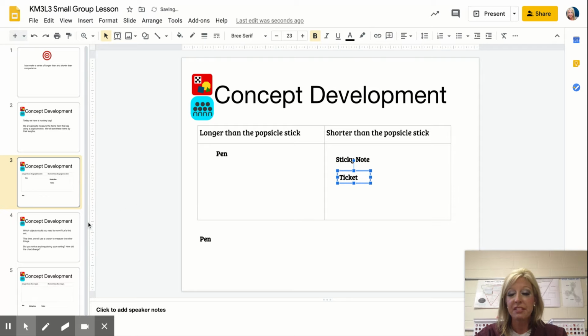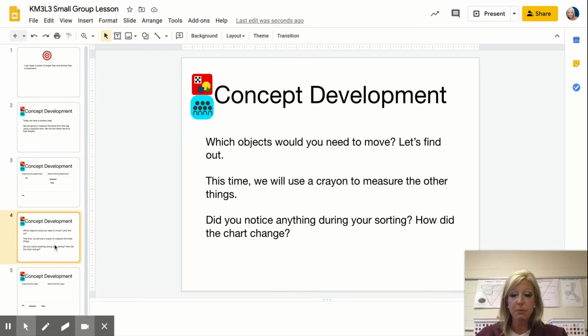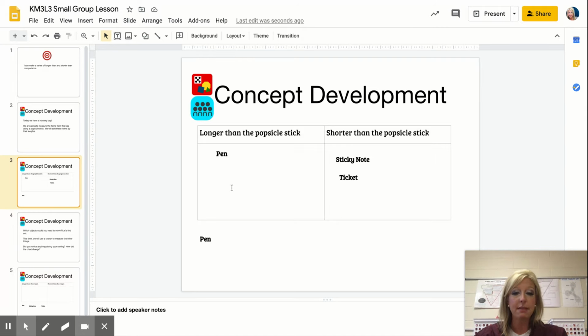Okay. So now we compared things using this popsicle stick. I want to compare them using something different. And I want to look at how those measurements change if we use a different item. So the next thing we're going to use to compare those very same items out of my bag is a crayon. So as we're doing that, we're going to use this crayon to measure, and we're going to see if anything changed. So on this list, we say that the pen is longer than the popsicle stick. And then we said the sticky note and the ticket are shorter than the popsicle stick.